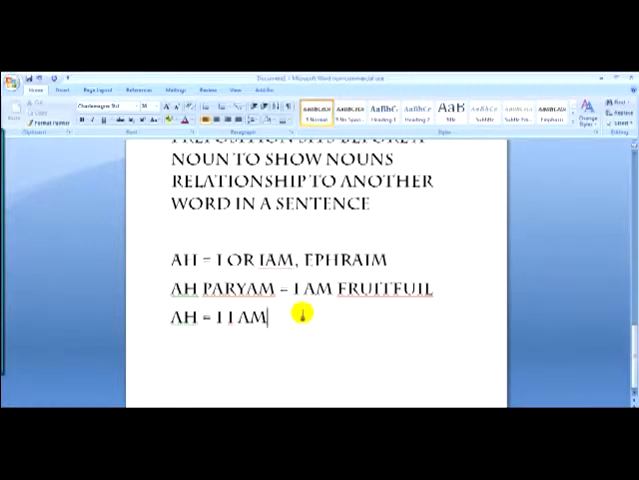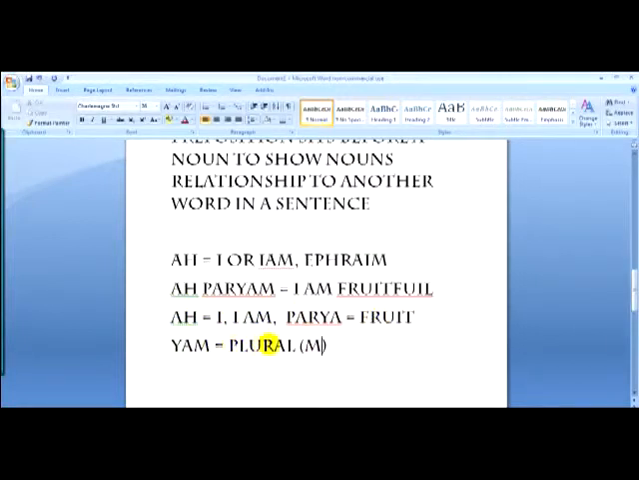Okay, and then you have the word parya, which is fruit, and then the yum at the end once again makes it plural masculine. Okay, so a at the beginning of the word is "I" or "I am." Parya is fruit, then the yum makes it plural masculine. So when you put it all together, Aparyum, I am fruitful. Okay, so that's the first preposition.